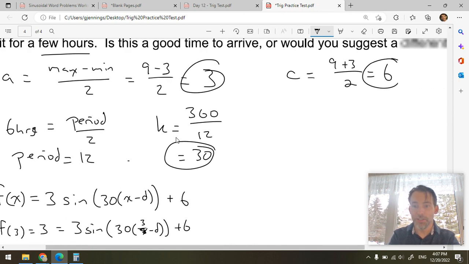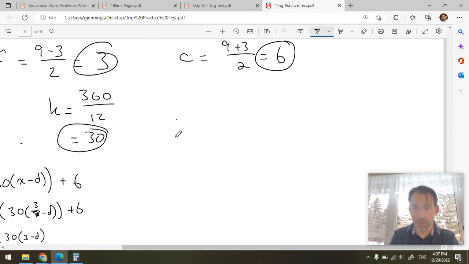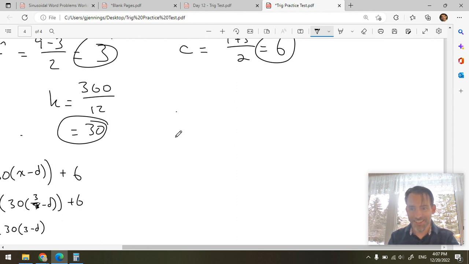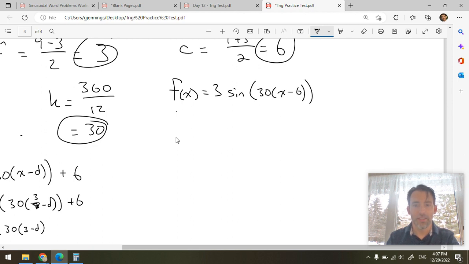So now we know a function that we can use. We could graph a function. All right, let's go for it. F of x is equal to 3 sine of 30 times x minus 6, plus 6. Okay, cool.